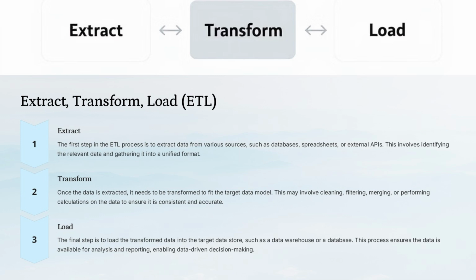It involves 3 key steps: extraction, transformation, and loading. Extraction is the process of gathering data from various sources into a unified format. Transformation is where the data is cleaned, filtered, and prepared to fit the target data model. Loading is the final step, where the transformed data is loaded into a data store for analysis and reporting. Each of these steps is crucial for ensuring the data is accurate, consistent, and ready for use in decision-making. The ETL process is a powerful tool for organizations looking to leverage their data to drive insights and improve business outcomes.